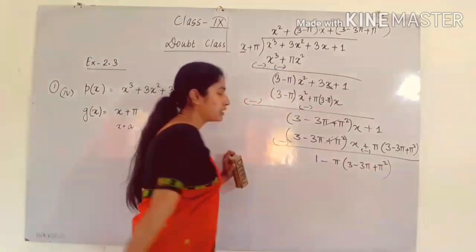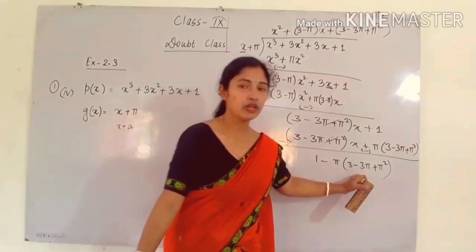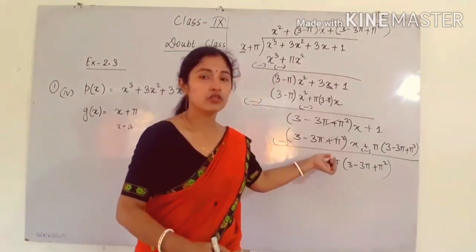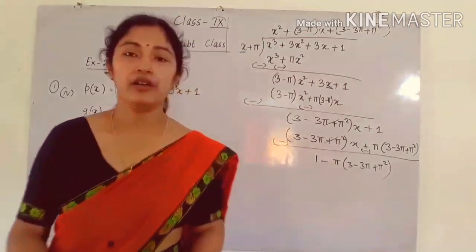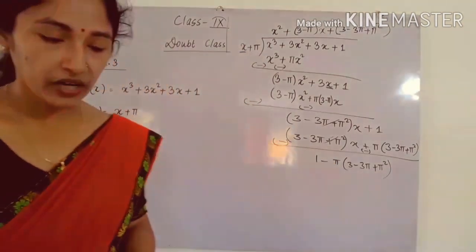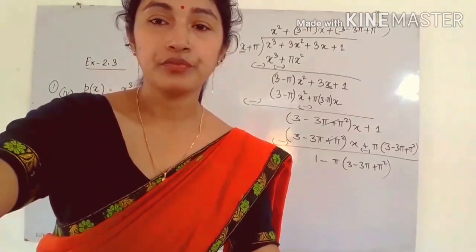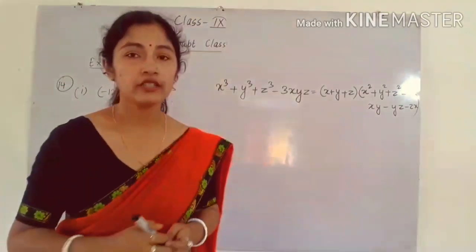So by multiplying pi with this bracket, you will get the remainder, and at last you have to write plus 1. So this is the final remainder. Okay. So try to practice it. So come to the next question.